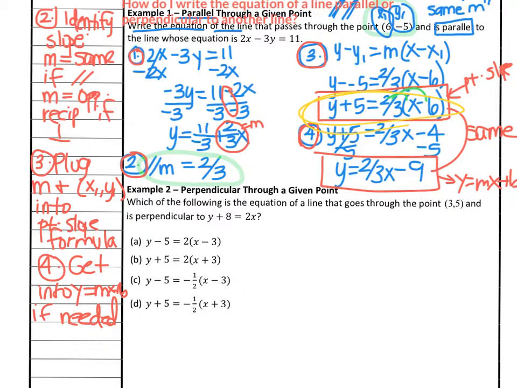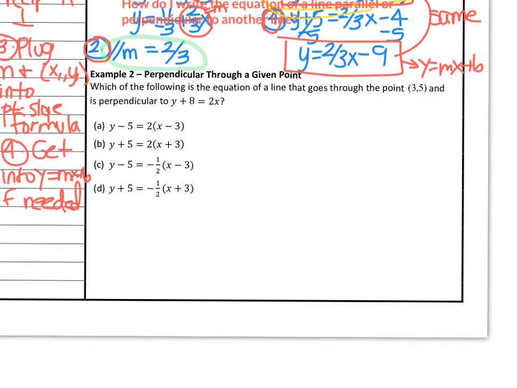Now we're going to do example number 2 that is perpendicular through a given point. So here we go. Example 2, perpendicular through a given point. Which of the following is an equation of a line who goes through the point 3, 5? So there's our point that it goes through. So that's x1, y1. And is perpendicular to y plus 8 equals 2x.